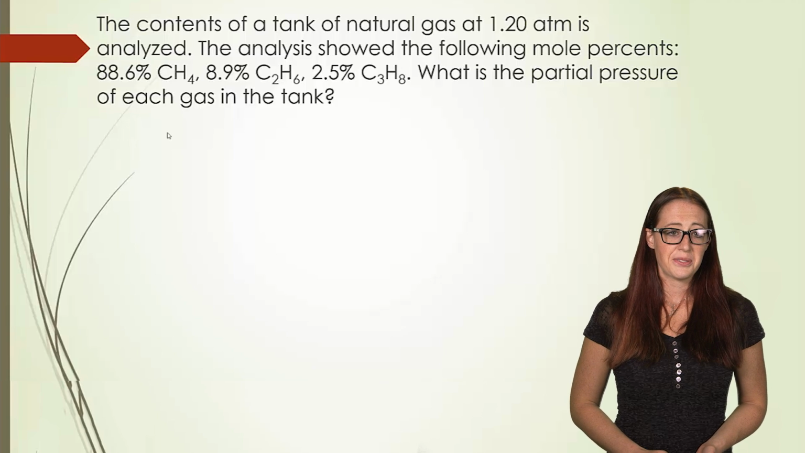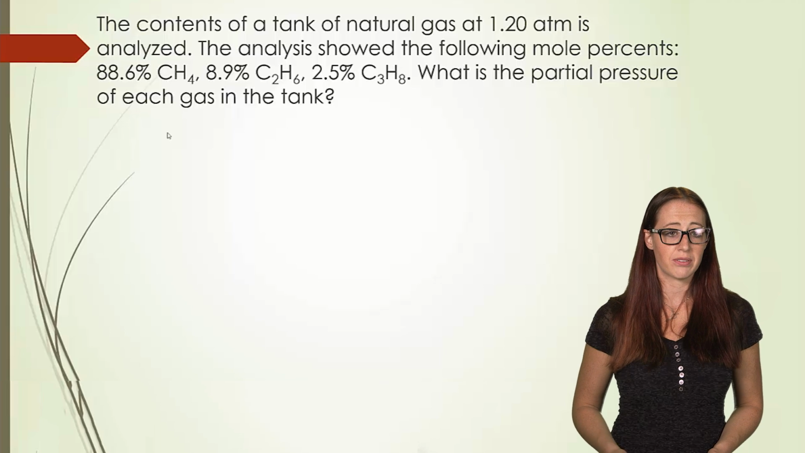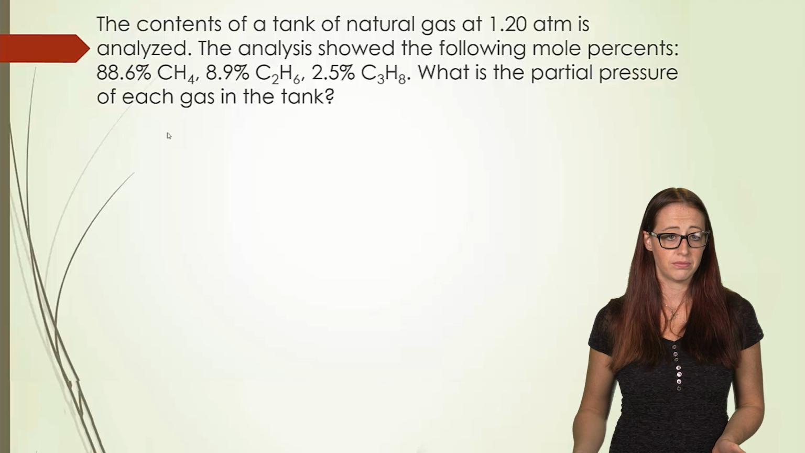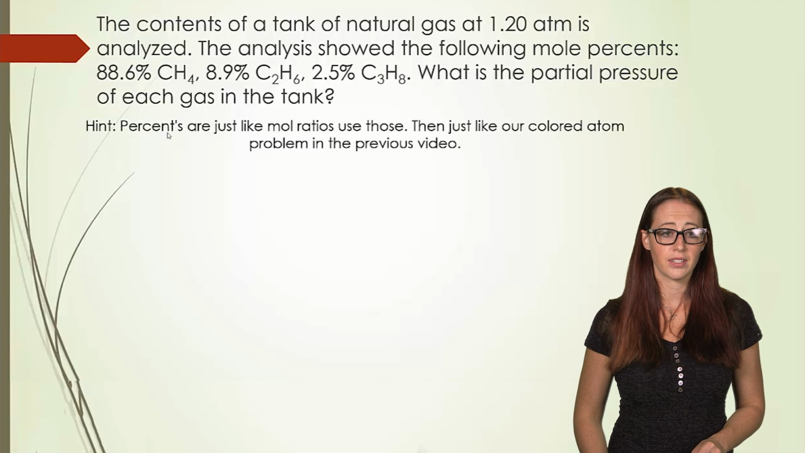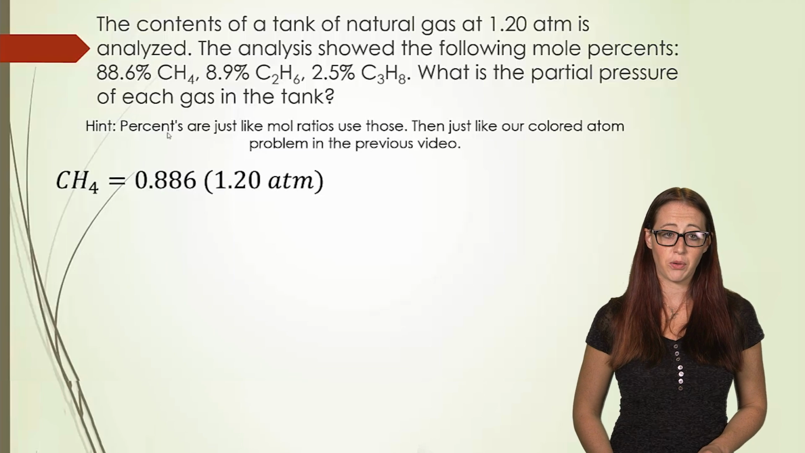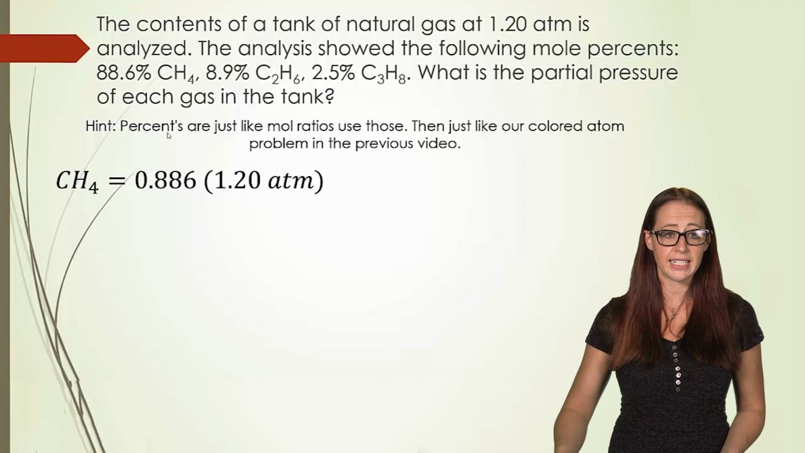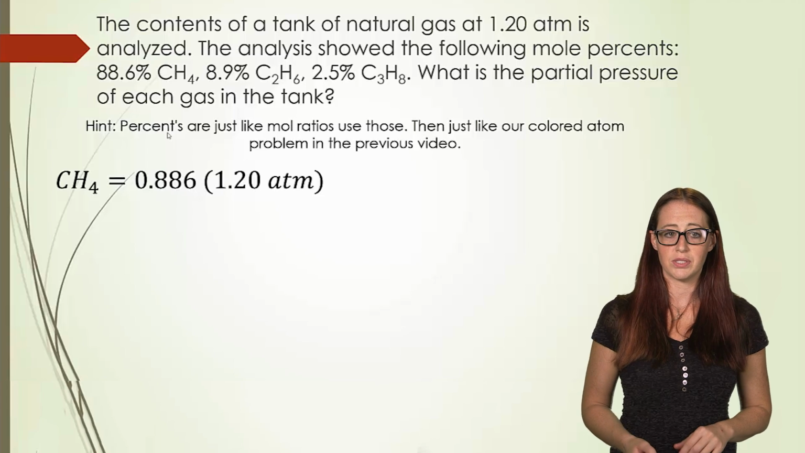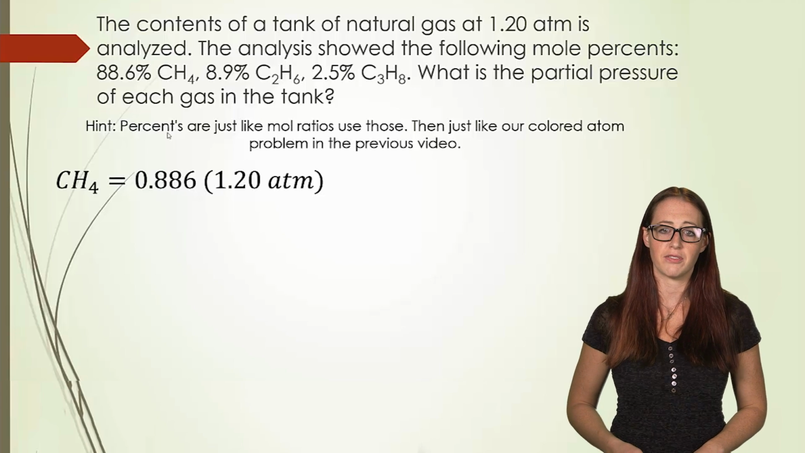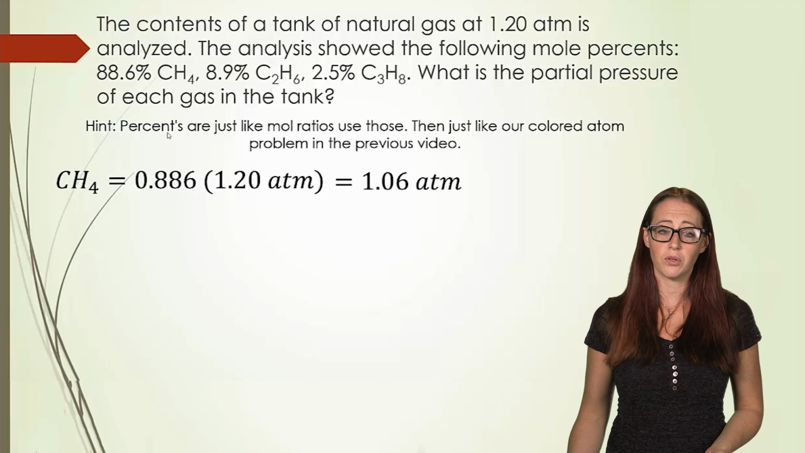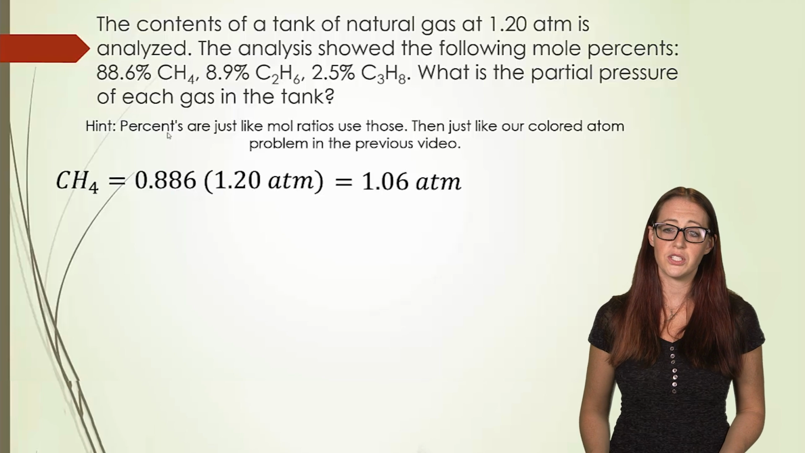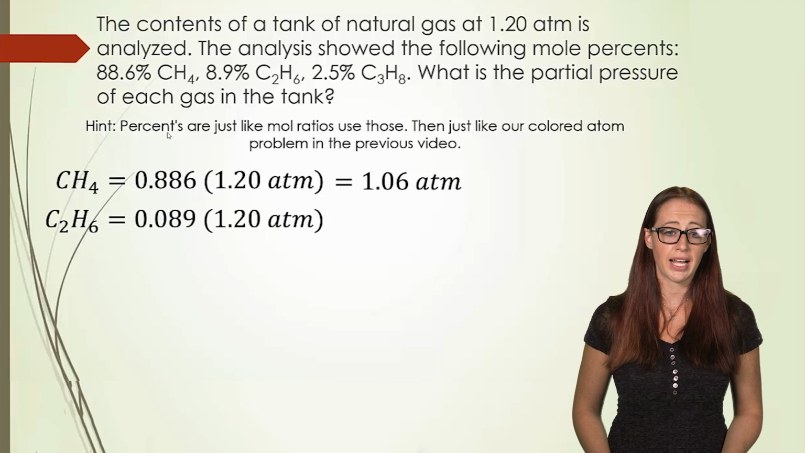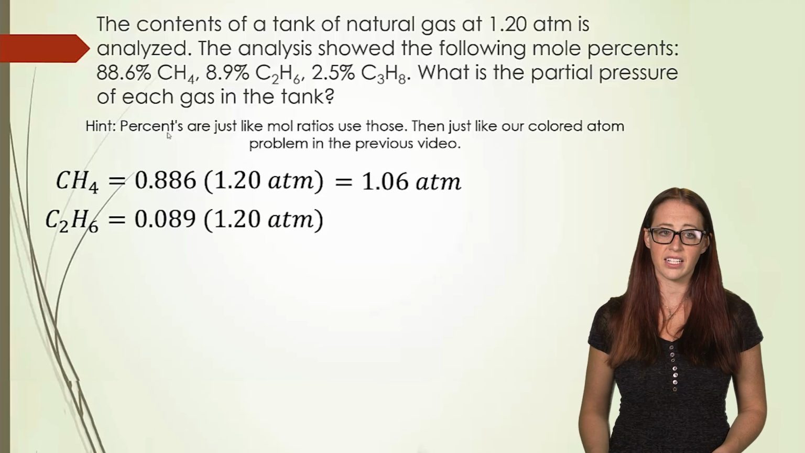So now let's look at this. We have our 1.20 atmospheres total, and we know what percentage each gas is. For CH4, we can then multiply the 0.886, remember to convert it into its fraction form, by the 1.2 atmospheres, giving us a total of 1.06 atmospheres for the methane. We can do the same thing for ethane and multiply the 0.089 that comes out when we turn it into a fraction by the 1.2.